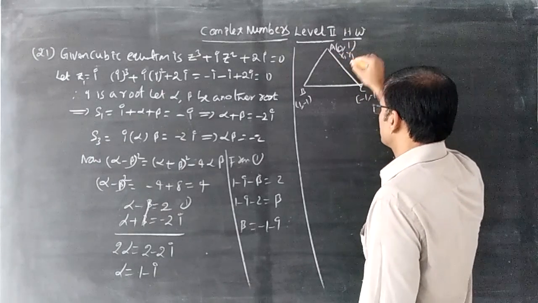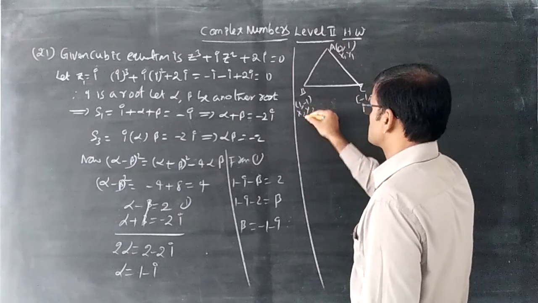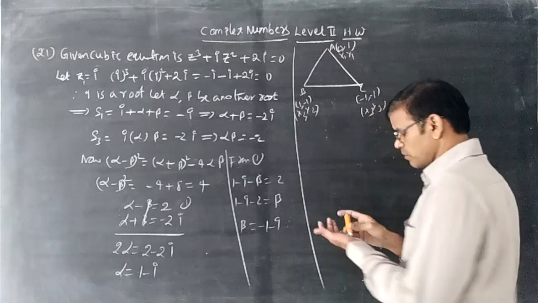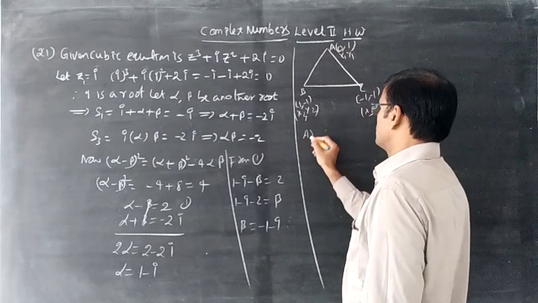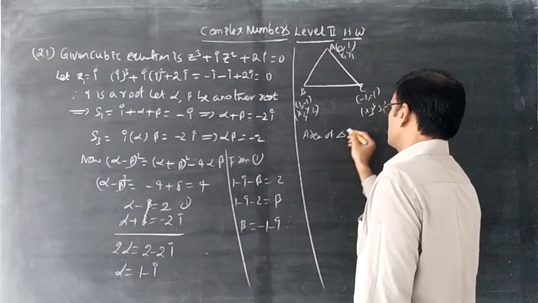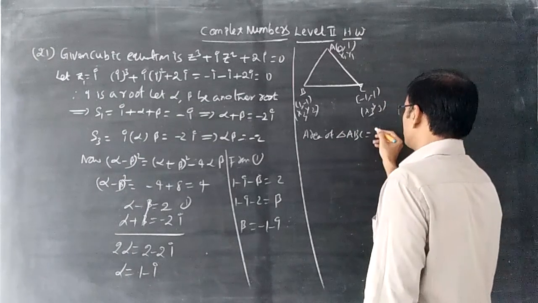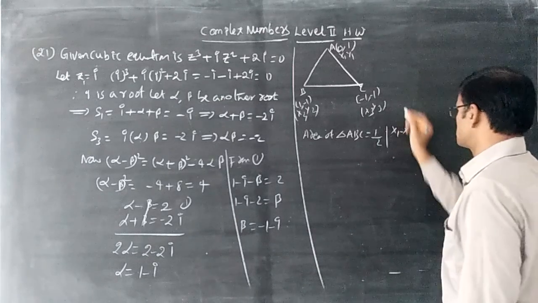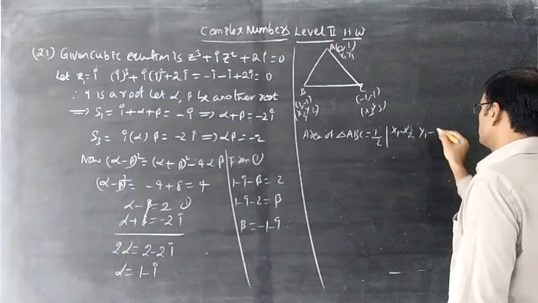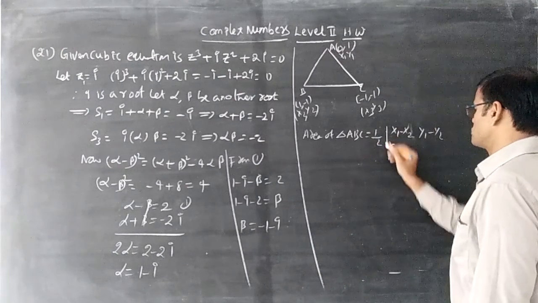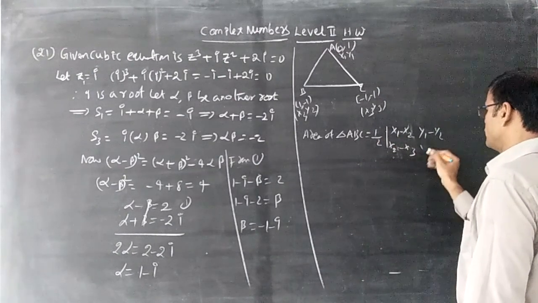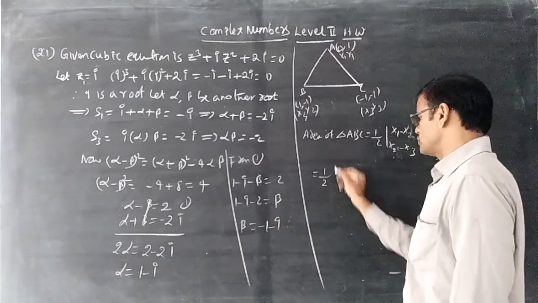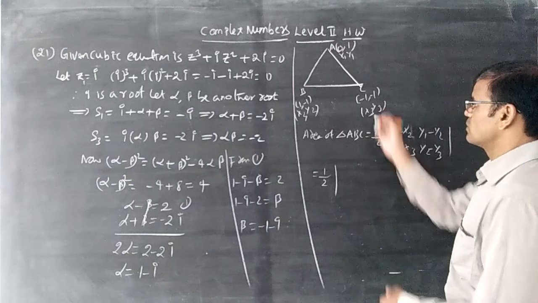Let this be x1 comma y1, this is x2 comma y2, and this is x3 comma y3. According to the geometry concept, remember the area of a triangle ABC. Area of a triangle ABC is equal to 1 by 2 determinant of x1 minus x2, here y1 minus y2, here x2 minus x3, here y2 minus y3. So that is equal to 1 by 2 into x1 minus x2 becomes 0 minus 1.